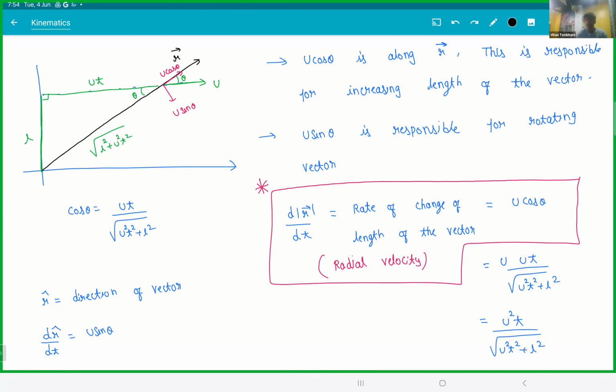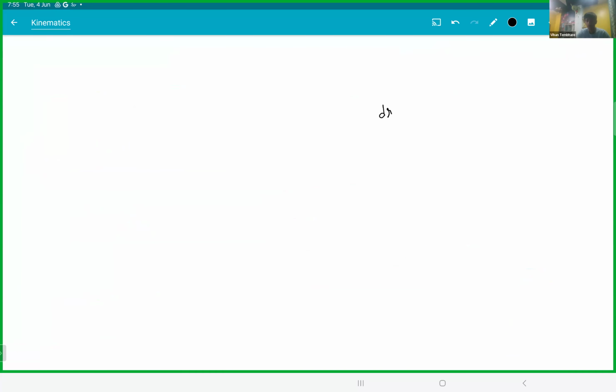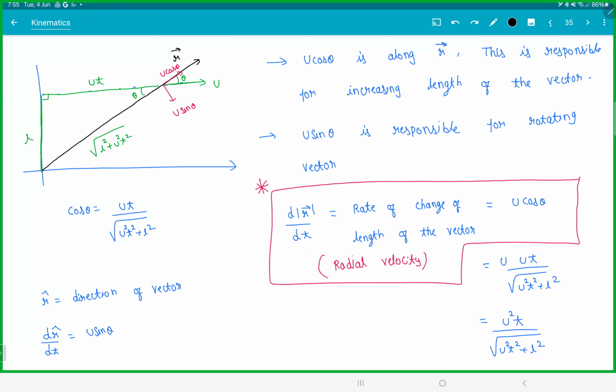Sir, I don't understand why we shouldn't be differentiating u cos theta or something like that. What are you talking about? Understand the meaning of this. It's the rate of change of the length. What is the rate of change of position vector? Velocity. Then why would you differentiate v here? Rate of change is only velocity, right? Okay, sir, now I understood.